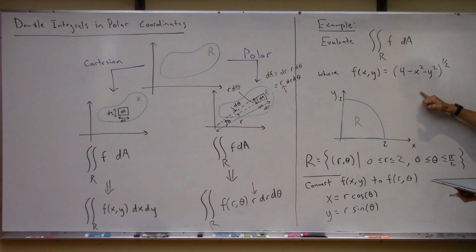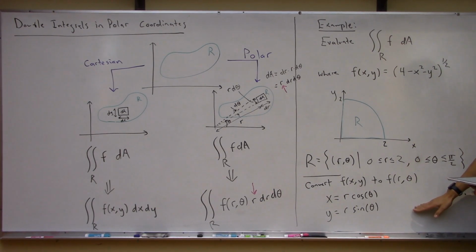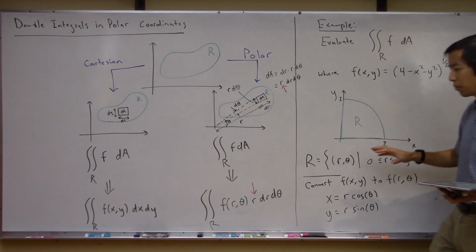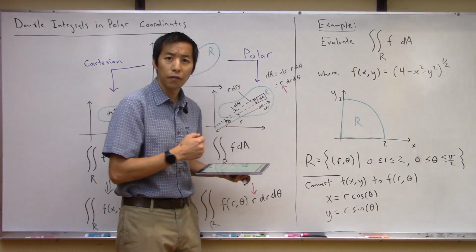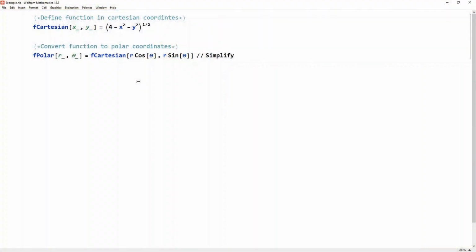Let's actually jump over to the computer and do the rest of this in Mathematica, just so we can visualize some of these objects and do some of this integration. All right, so here we are in Mathematica. The first thing I'm going to do is define our normal function in Cartesian coordinates, and then perform the conversion to polar coordinates by inserting an r cosine theta everywhere you see an x, and an r sine theta everywhere you see a y.